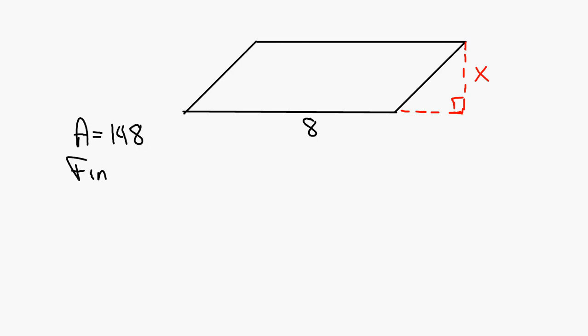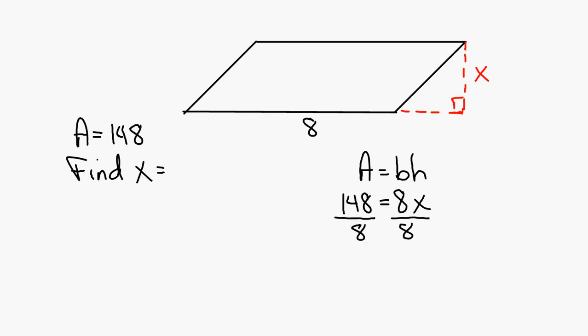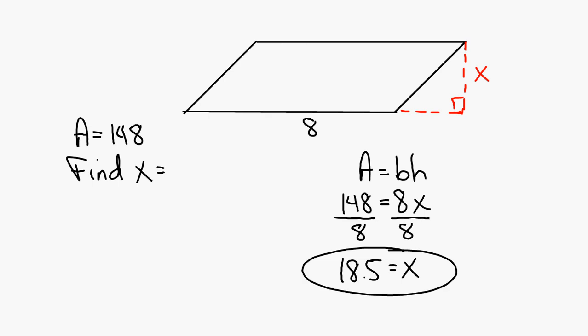Well, doesn't area equal base times height? You're given the area, 148, equals the base, which is 8, times the height, which is x. So you're just working backwards. Divide both sides by 8. 18.5 is equal to x. Alright, so your height is 18.5. Anybody got any questions related to parallelograms? Finding the area, finding the perimeter, or finding a missing dimension?